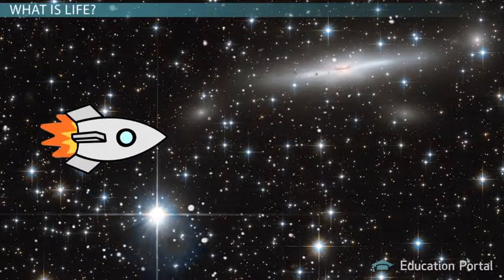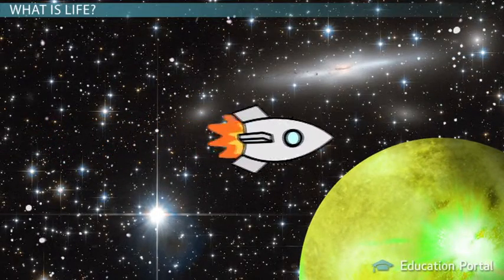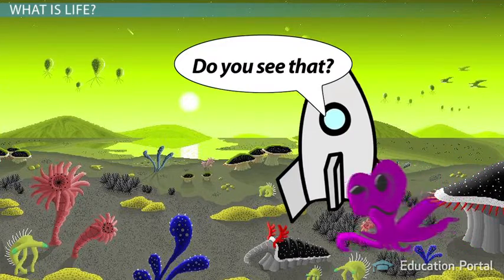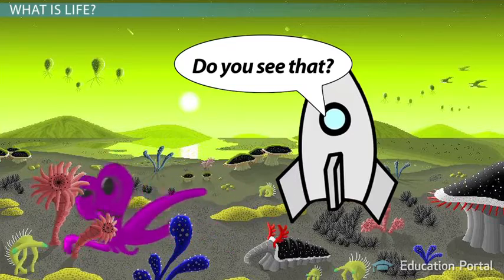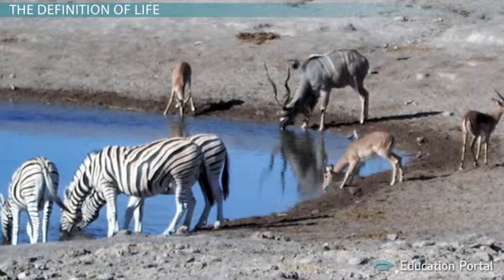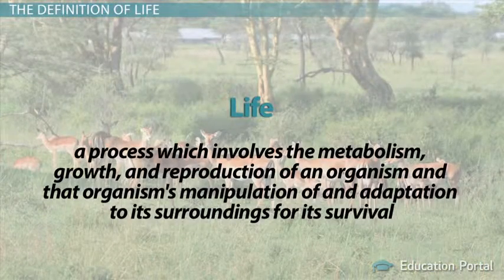Other lessons will explore the possibility of life on other planets, but this lesson will focus on establishing some key basics about the nature of life right here on Earth that are not in question, so we can later compare that to potential life in the far reaches of the universe. If I were to attempt a definition of life as evidenced by processes here on Earth and Earth alone, I would say it goes something like this. Life is a process which involves the metabolism, growth, and reproduction of an organism, and that organism's manipulation of and adaptation to its surroundings for its survival.